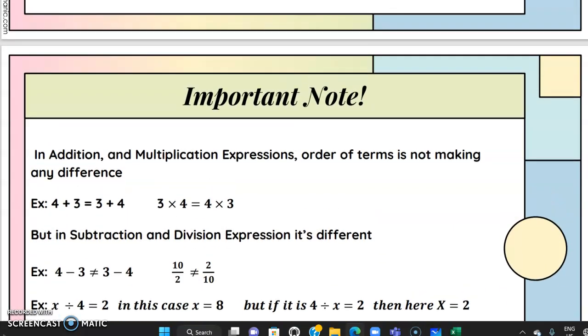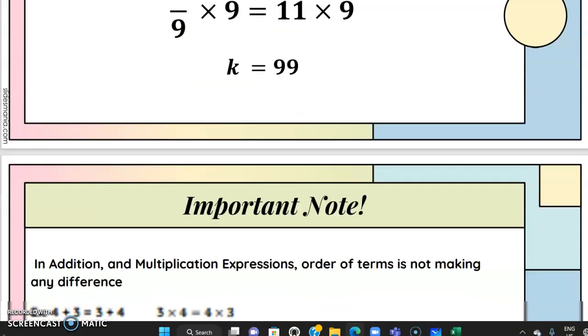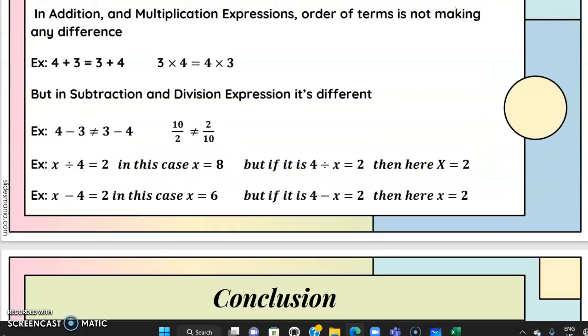Now, you just have to be careful if the order of the terms is not the same. I have to remind you that in addition and multiplication expressions, the order of terms makes no difference. You know that 4 plus 3 is the same as 3 plus 4, and that 3 times 4 equals 4 times 3. However, in subtraction and division, this is not the case, because 4 minus 3 is not equal to 3 minus 4, and 10 over 2 is not equal to 2 over 10, so it differs.